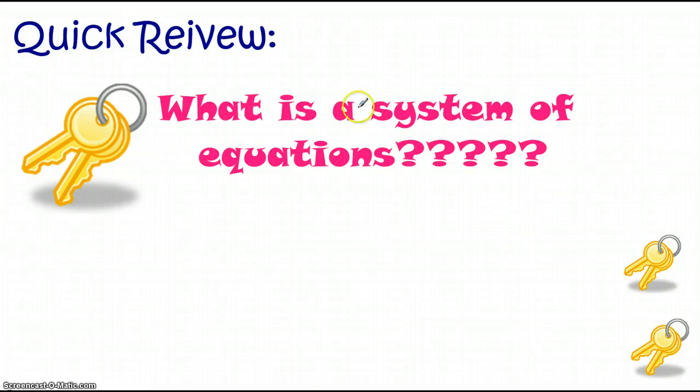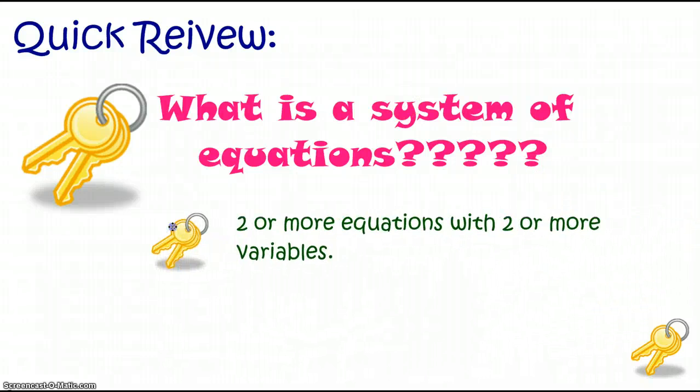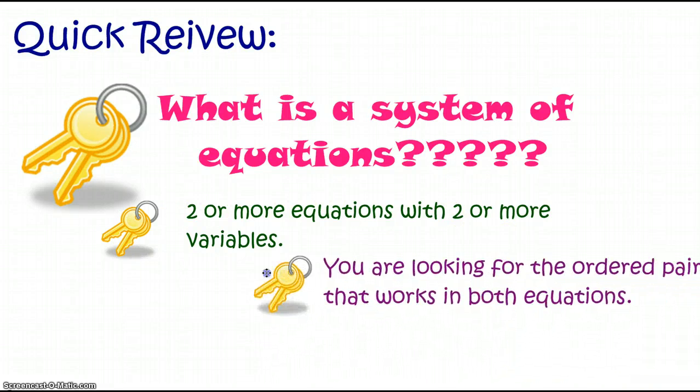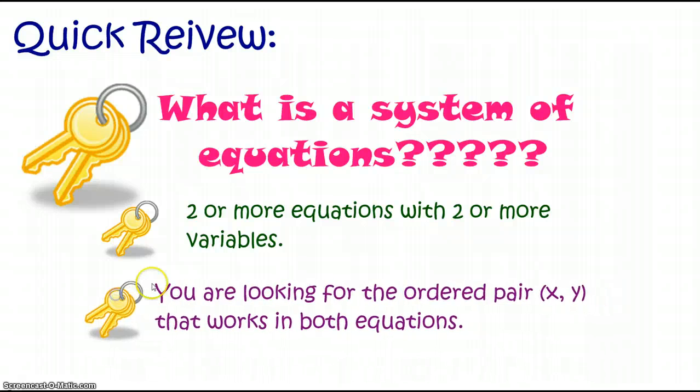Today we're going to review what a system of equations is and how to solve them. A system of equations is two or more equations with two or more variables used together. To find the solution, what you're looking for is the one ordered pair that works in both of your equations, or all of your equations if there's more than two.